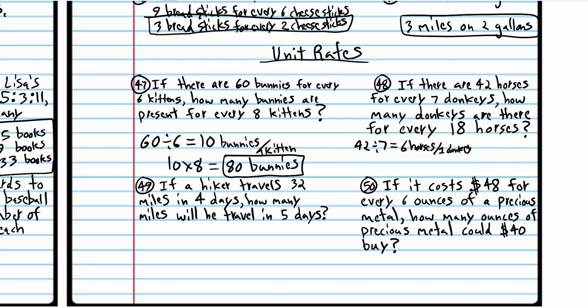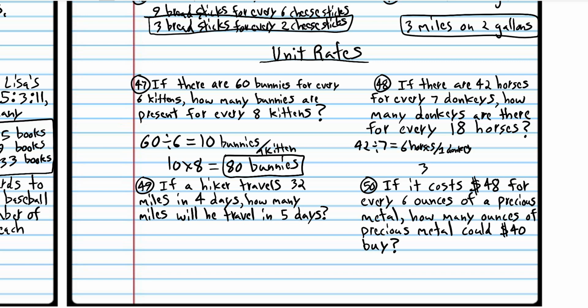So see if you can figure that out on your own. 6 horses for 1 donkey. You have 18 horses. How many donkeys do you have? Right, we have 6 horses for 1 donkey, but you want 18, so you have to add 6 plus 6 plus 6, 3 times to get 18, which means there must be 3 donkeys.